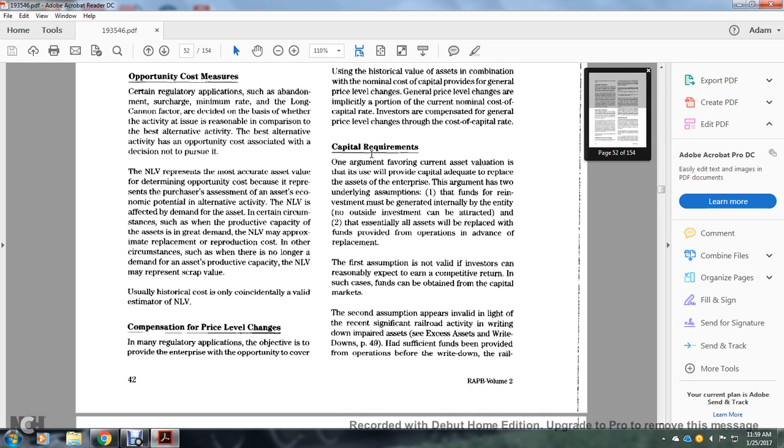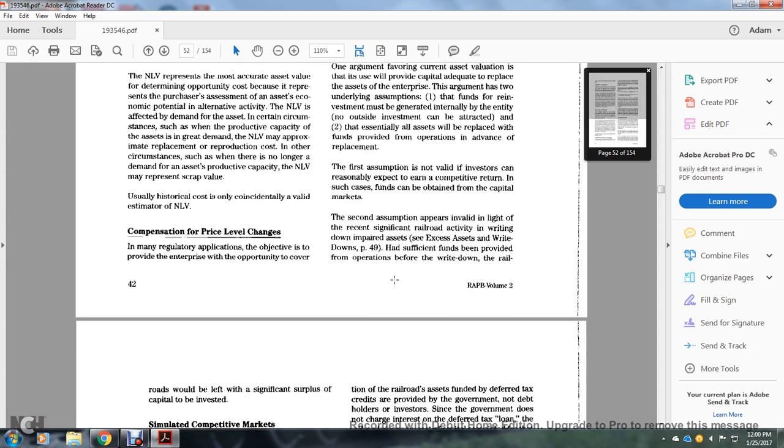All right, capital requirements. The argument favoring the current asset valuation is that it will provide the capital adequate to replace the asset for the enterprise, under the assumption that the funding for the reinvestment must be generated internally by the entity, and that outside investment cannot be attractive, so essentially all assets will be replaced with funds provided by the operation in advance of the replacement. The first assumption is not valid: investors are responsible or reasonably expected to earn a competitive return, in which case funds can be obtained for the capital replacement.